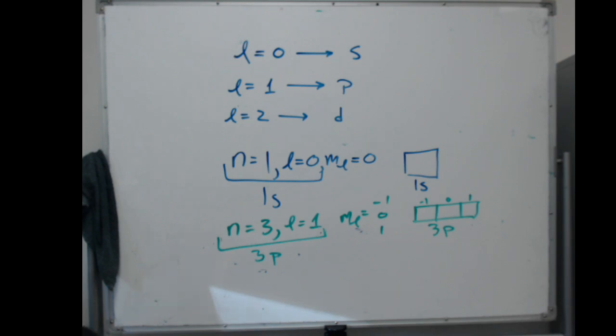Hopefully that gives you enough to start writing out subshells, and kind of thinking about how we can do pictorial representations of the places where electrons could be.